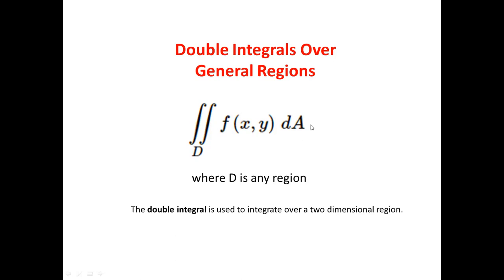Now this dA, by the way, is changed into, let's say, since you have the function of x and y here, the product of the two differentials dx and dy. It's just represented here as dA so that it can be written simply.